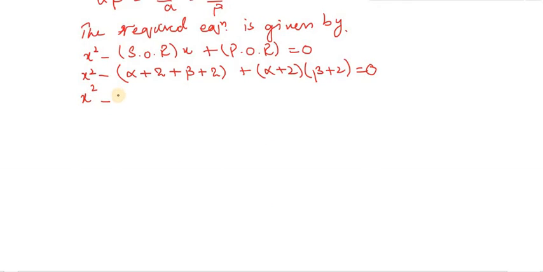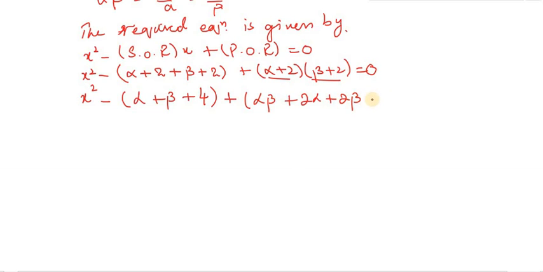x square minus (alpha plus beta plus 2) x plus 4, plus, by multiplying these two terms, alpha beta plus 2 alpha plus 2 beta plus 2 2s are 4 is equal to 0.